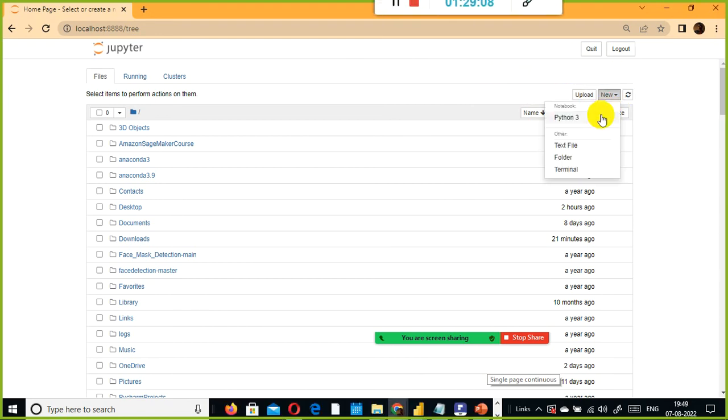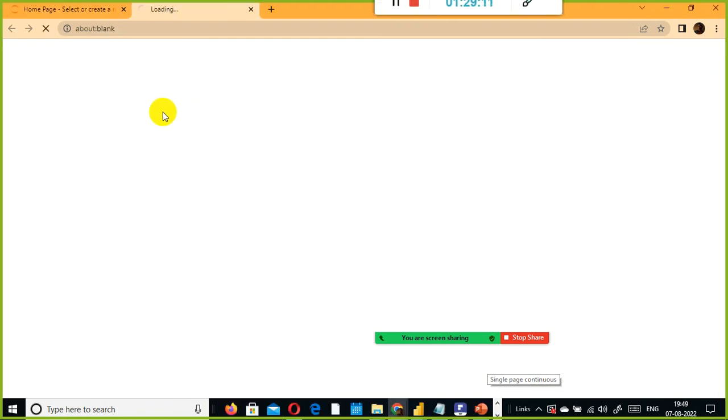This is my Jupyter notebook, new. I just go to Python and open a new notebook, and we have a SciPy package, scientific Python.